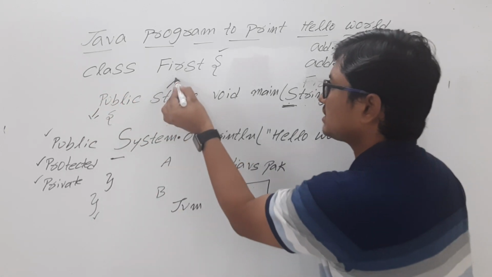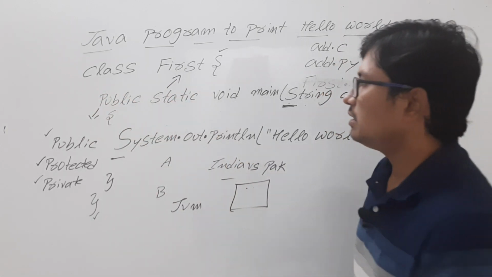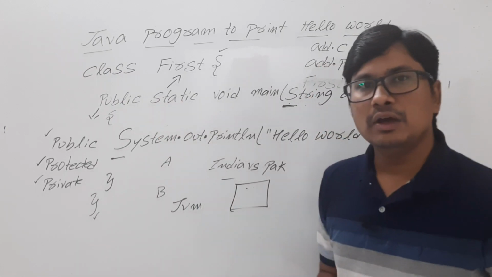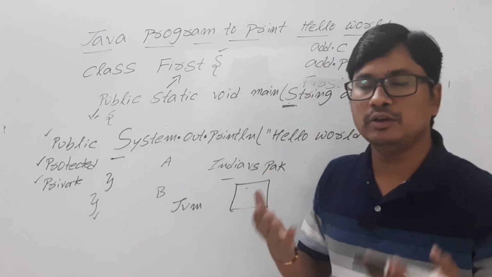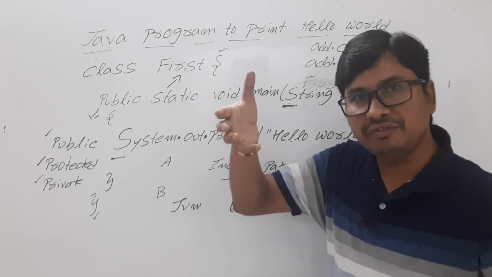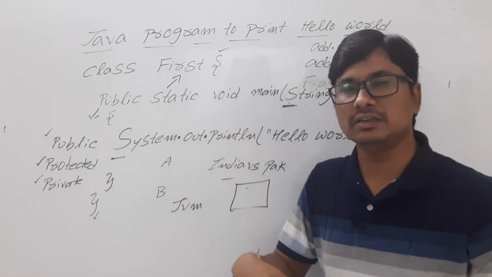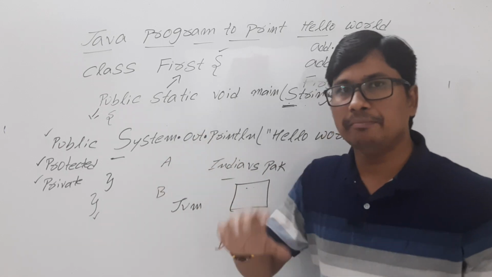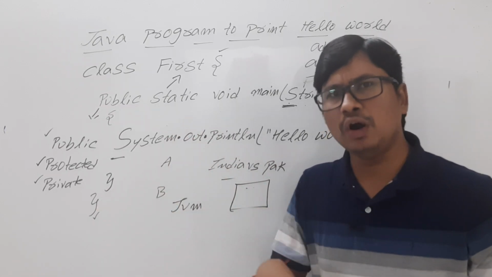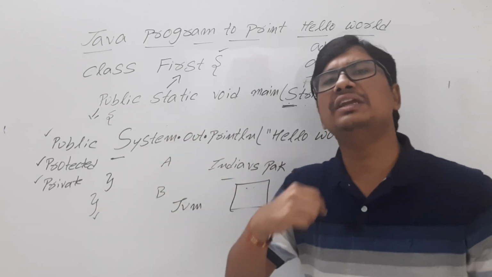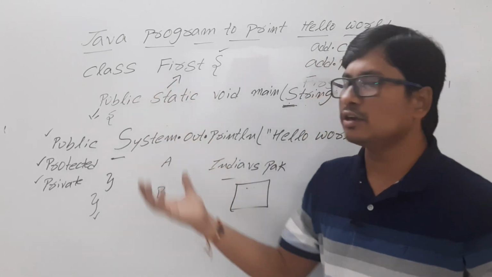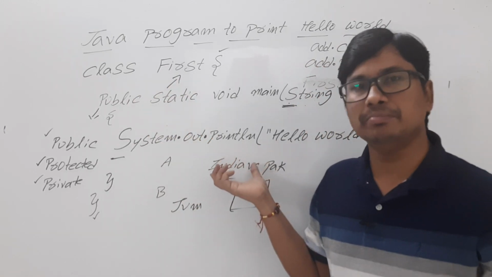And static is another keyword. The static meaning is that whenever in an object oriented program you define a class, if you want to access the members and methods, members are nothing but the variables, methods are nothing but the functions. If you want to access them, you need to create an object. Without creating an object, you cannot access the members and methods.